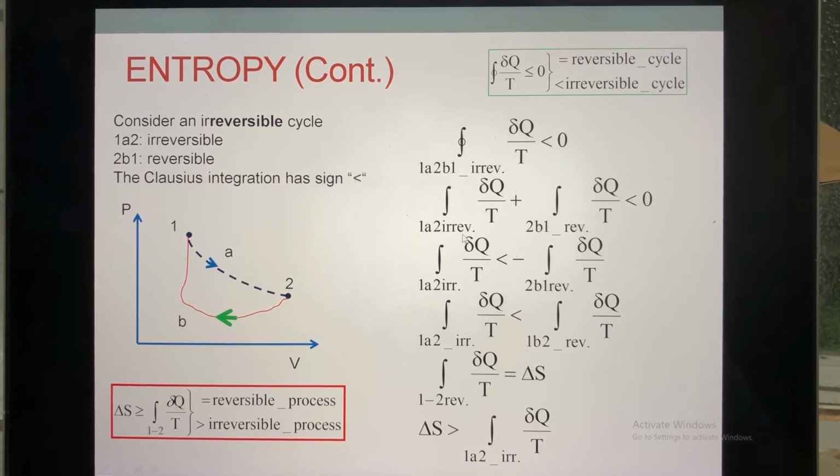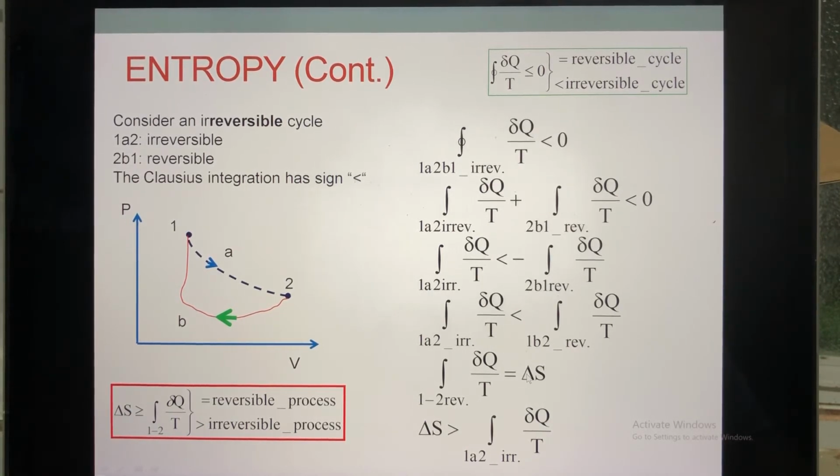From this equation, I move this term to the other side of the equation, so I have a minus here. If I don't want to see the minus, I change the direction. Instead of 2B1, now I rewrite it as 1B2, so I neglect the minus sign. Actually, this one represents the reversible process. So here will be delta S, the change of entropy, like this.